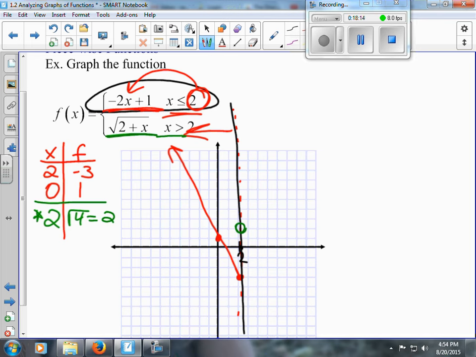And the reason why that's a hole is because you wouldn't have a function, you wouldn't pass the vertical line test if that was an actual point as well. So it was defined well, and it will always be that way. Otherwise, it's not a function.